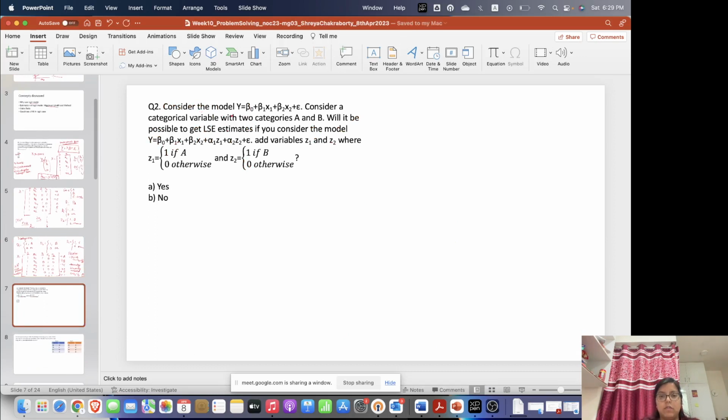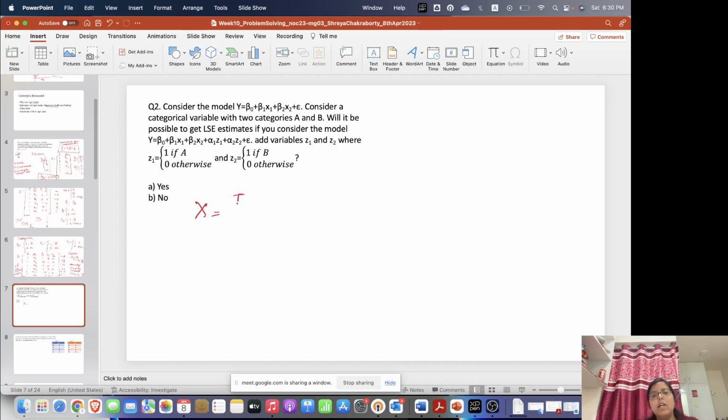So consider this model y equal to beta naught plus beta 1 x1 plus beta 2 x2 plus epsilon. Let us consider a categorical variable z with two categories A and B. Will it be possible to get least square estimates if you consider this model y equal to beta naught plus beta 1 x1 plus beta 2 x2 plus alpha 1 z1 plus alpha 2 z2 plus epsilon, where the variables z1 and z2 are like this? Okay, so what will we do? We will draw the X matrix.